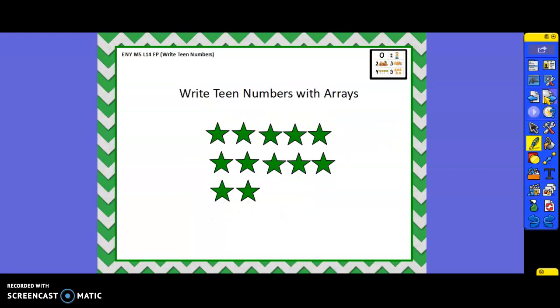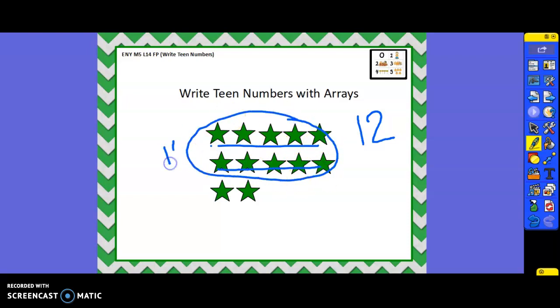Okay, next picture. Count your stars and write your number. Oh, such a smart cardinal, 12. That's right. Did you count your rows? 5, 10, and find your 10? And then you had 2 more at the bottom. 10 to 12.